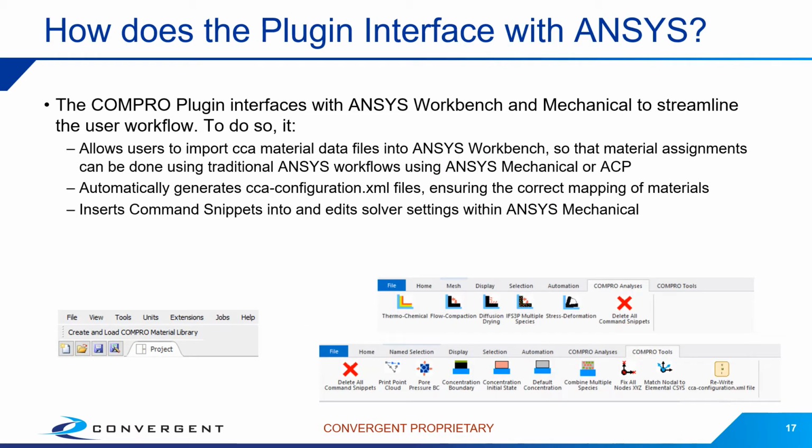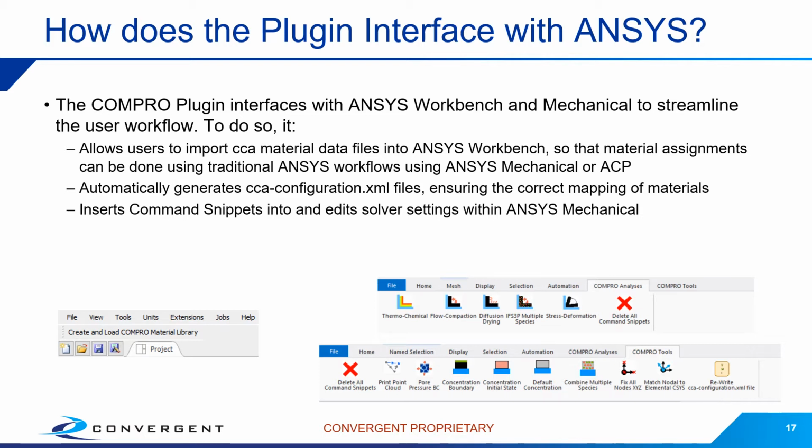So the plugin interfaces with ANSYS using various toolbars. On the bottom left, there's the toolbar in Workbench, and on the bottom right, there's the toolbars available in ANSYS Mechanical. And the beauty of this workflow is it actually lets you use all of the traditional tools available in ANSYS. So if you want to define your material assignments using ANSYS Mechanical tools or ANSYS Composites Pre-Post or ACP, you can use those tools as intended by ANSYS. So if you're trained on those tools, it's not a significant extra burden of adding Compro into your workflow.